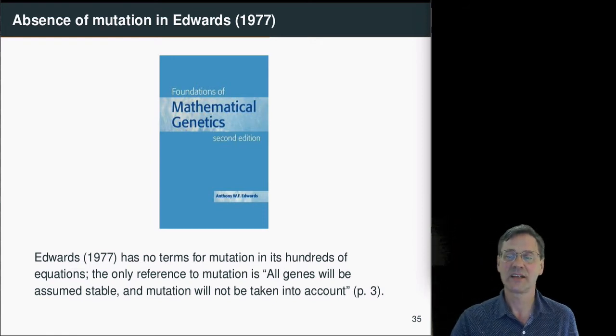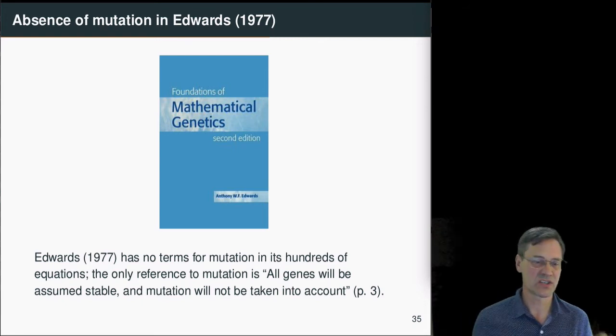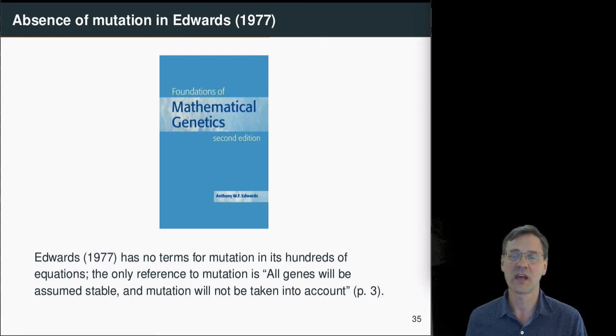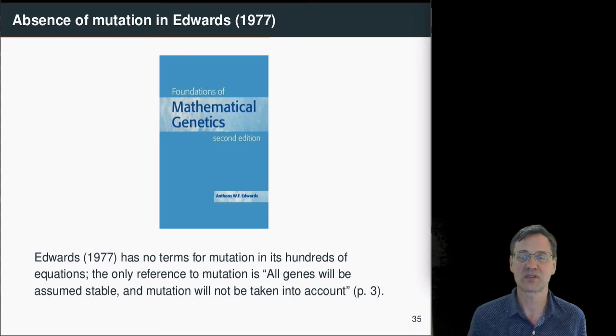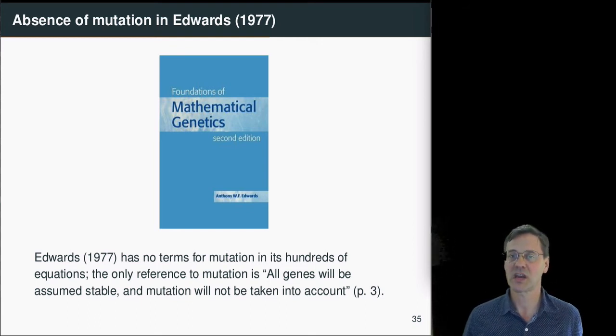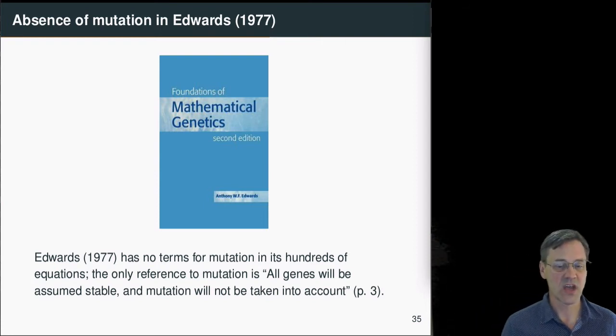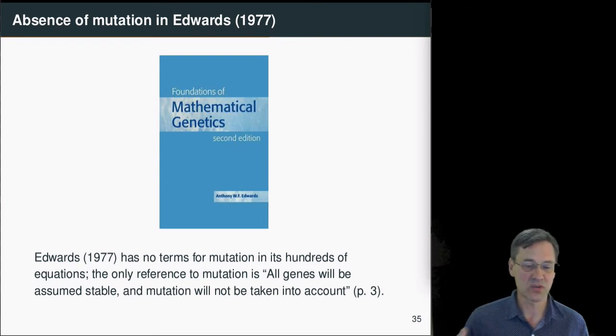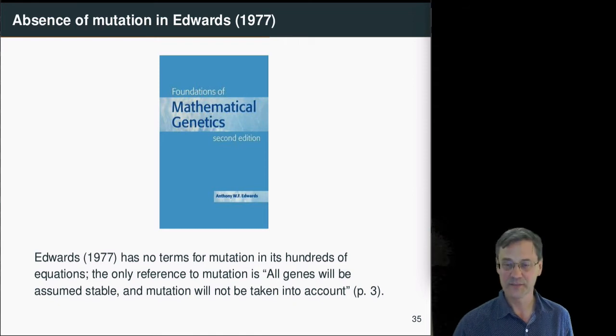For instance, I never tire of citing this short treatise on mathematical population genetics by Edwards from 1977. There's hundreds of equations in this book. None of them has a mutation rate. The term mutation only appears on page 3, where the author tells us all genes will be assumed stable and mutation will not be taken into account.